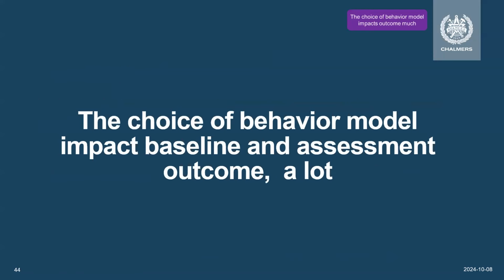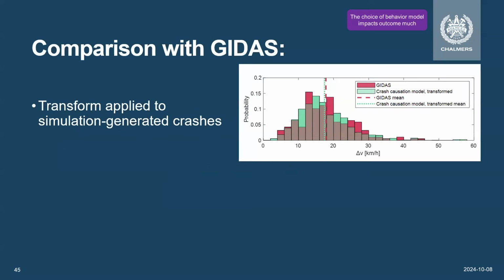So that's one part. I'm now going to talk about the choice of behavior models. We're using this transform on the simulations that we have. We have a number of crashes from GIDAS, and we're using two different models: the crash causation model, the base model with the 4 components, and the brake light model with the reaction time. And then these are the results from the first.